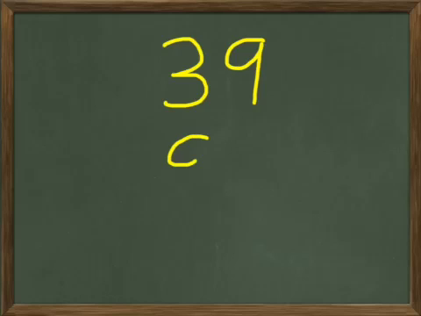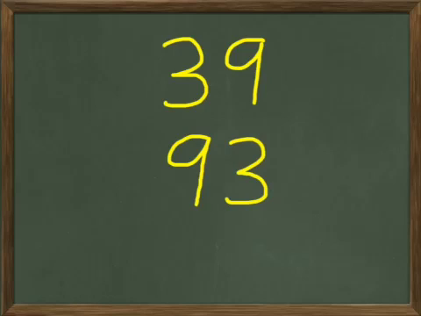39, you write that on your paper while I write it on my board here. So 39 is going to be a 3 and a 9, isn't it? Okay. Now below your 39, I want you to write 93. So you write 93 on your paper. I'm going to write 93 on my board here. There you go. Okay, doing good.